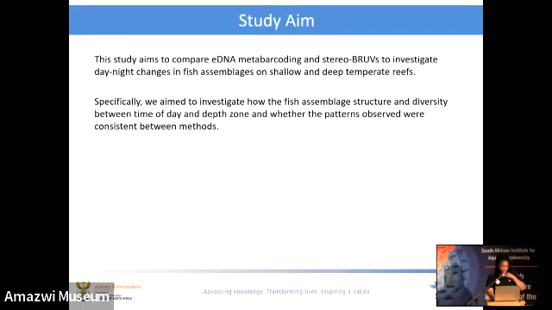Which then brings me to the aim of my study, which was to compare environmental DNA metabarcoding and stereographs to investigate day-night changes in fish assemblages on shallow and deep temperate reefs. Specifically, we aimed to investigate how the fish assemblage structure and diversity differed between time of day and depth zone, and whether the patterns observed were consistent between the two sampling methods.